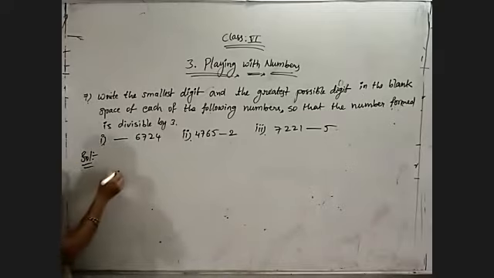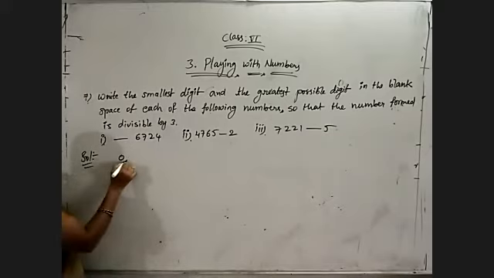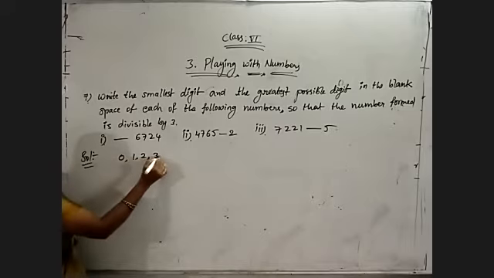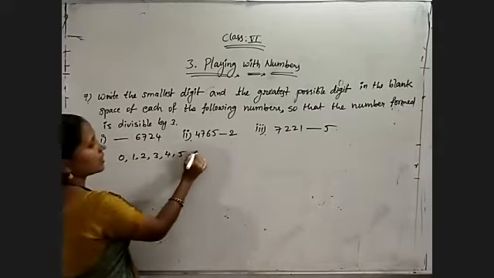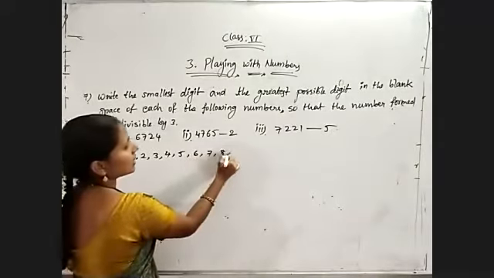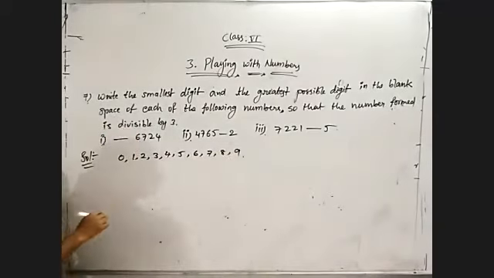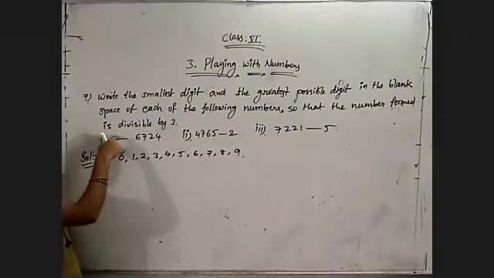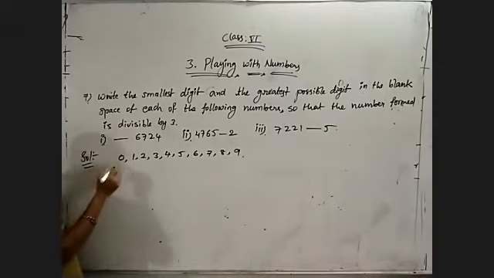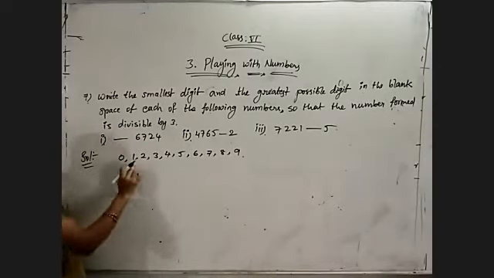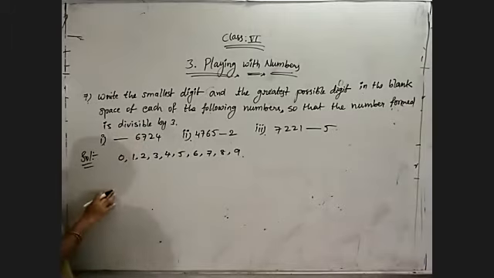Digits are nothing but single digit numbers, so we have to take either 0, 1, 2, 3, 4, 5, 6, 7, 8, 9. These are the single digit numbers. After that we get 10, which we will not place here. So from this, we need to place the smaller digit and the greater digit here.